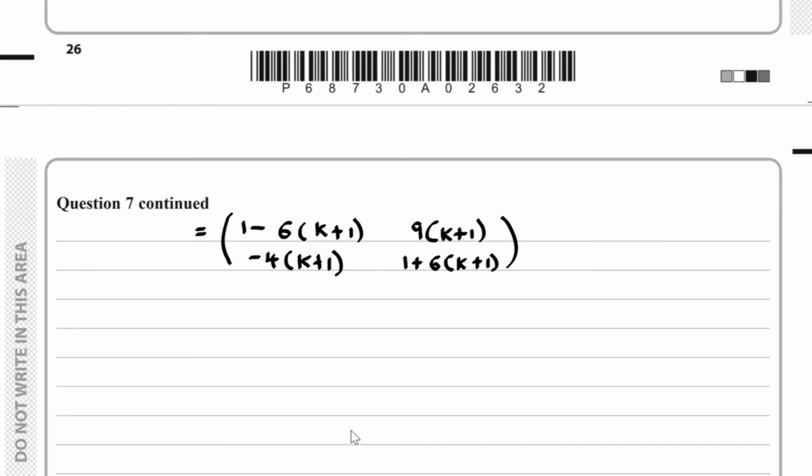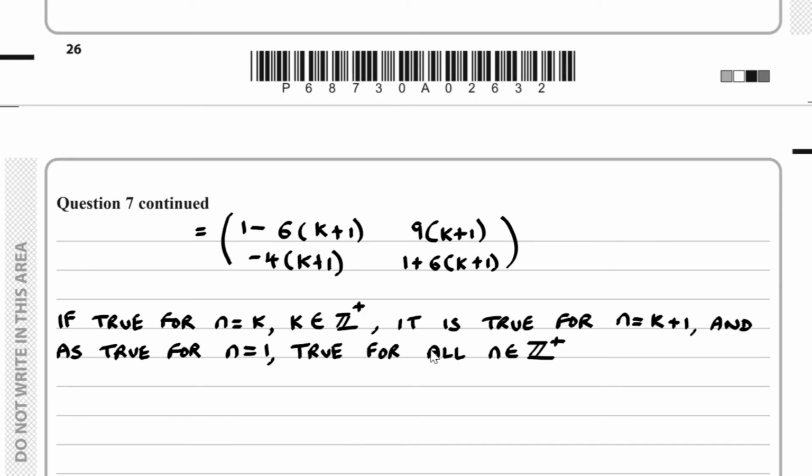And so for our conclusion step, as it's true for n equals k, where k belongs to the set of positive integers, it's true for n equals k plus 1, and as it's true for n equals 1, it's true for all positive integers n.